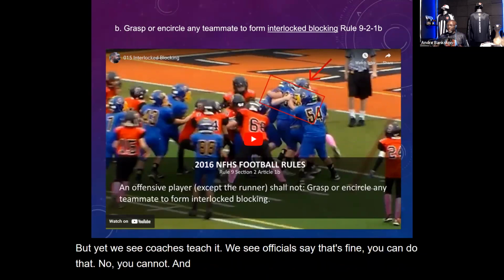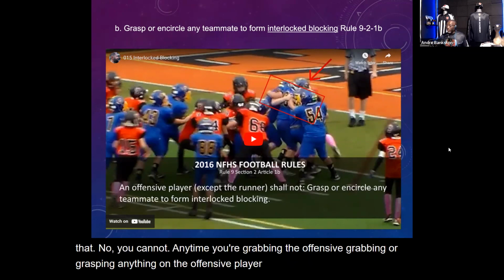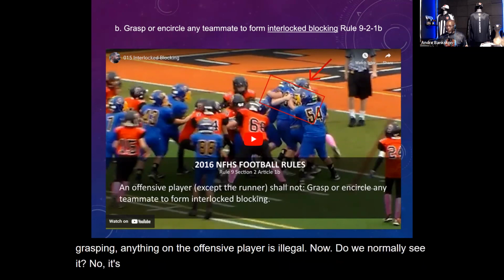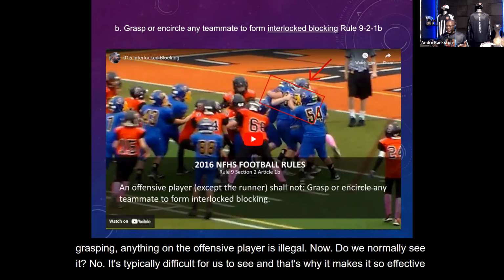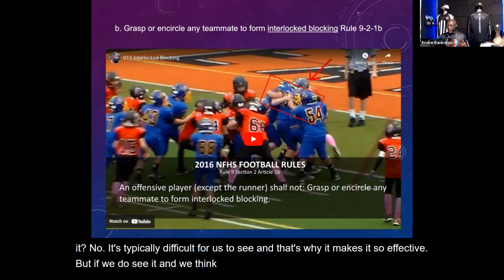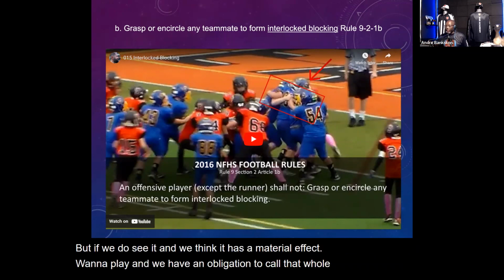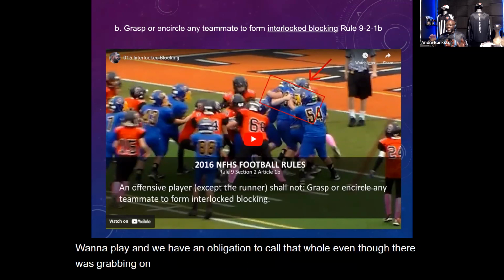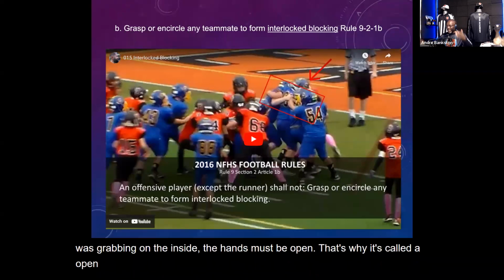Anytime you're grabbing, the offensive grabbing or grasping anything on the offensive player is illegal. Now, do we normally see it? No, it's typically difficult for us to see, and that's why it makes it so effective. But if we do see it and we think it has a material effect on the play, then we have an obligation to call that hold, even though they were grabbing on the inside. The hands must be open. That's why it's called an open hand technique.